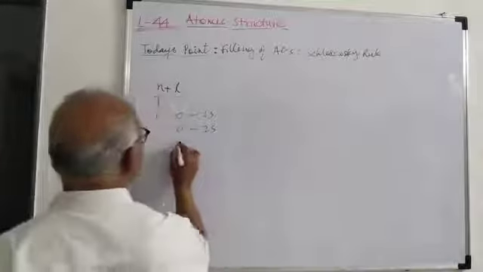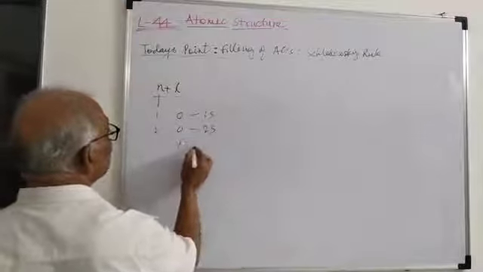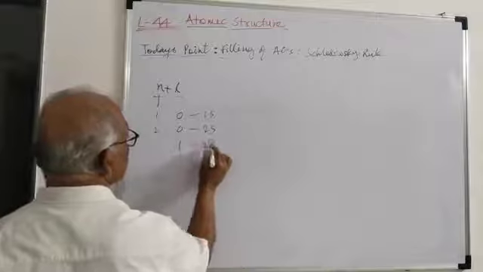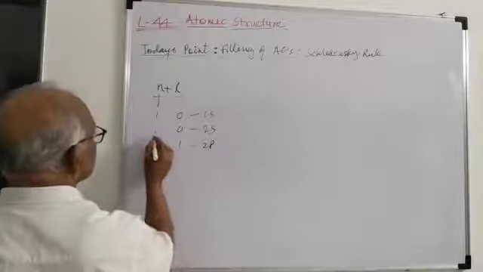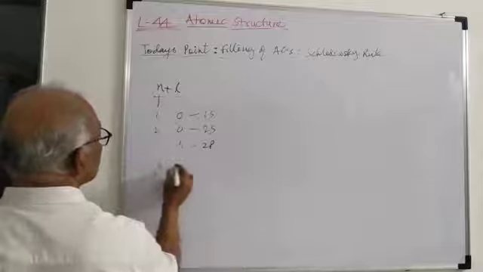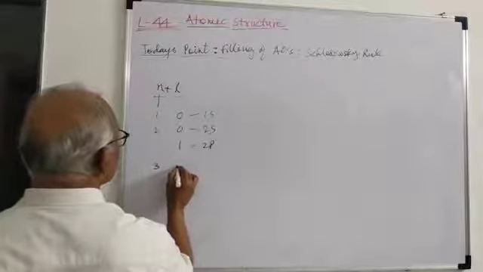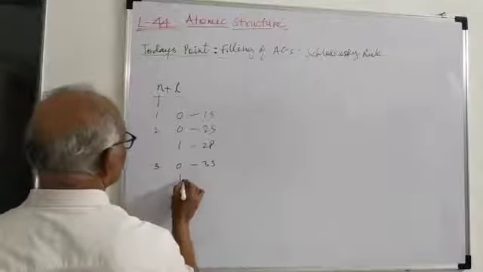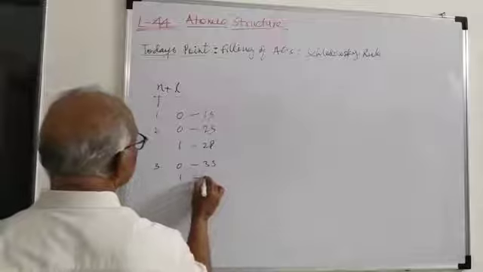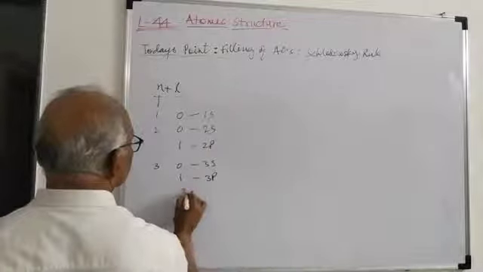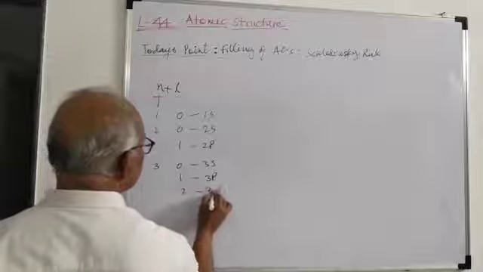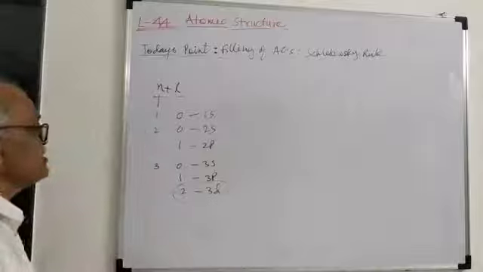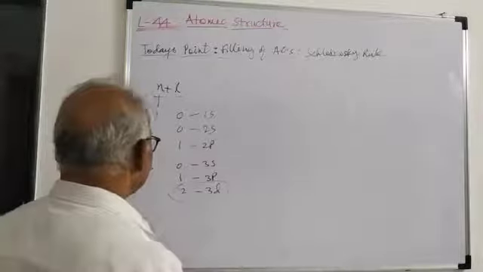Then, when n is equal to 2 and l is equal to 1, there are the 2p orbitals. When n is equal to 3, first l is 0, that is 3s. Then for l equal to 1, we go for 3p orbitals. Then for l equal to 2, that is 3d. So we observe that the energy of this orbital is lower than the next orbital.